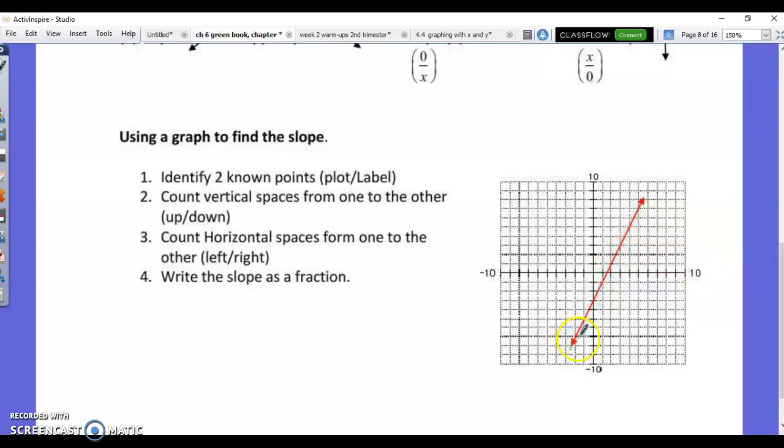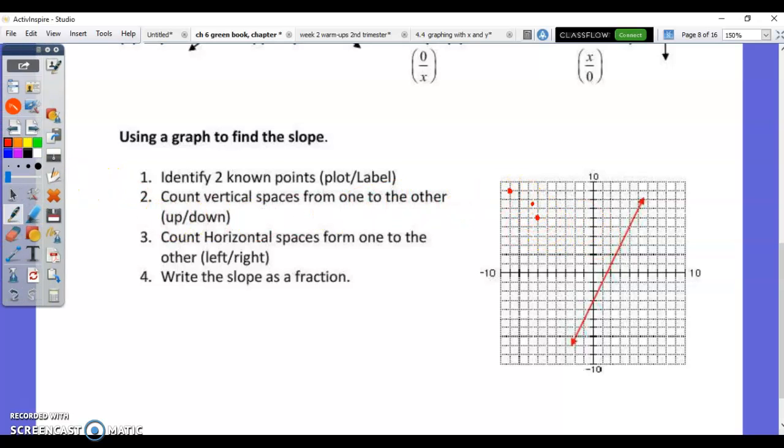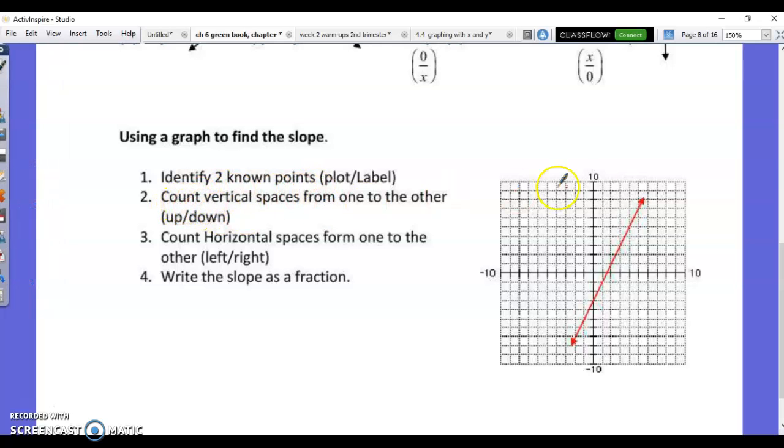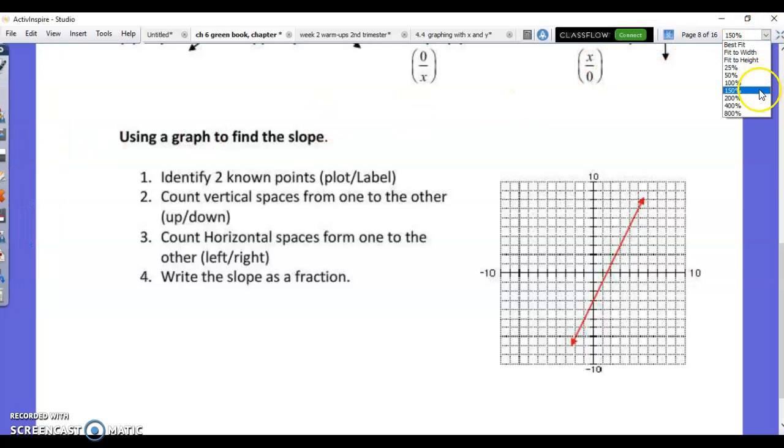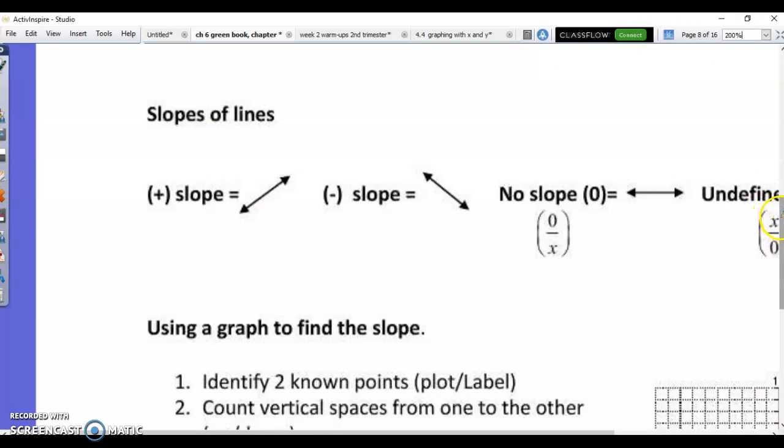Okay, so here's how we are going to get the numerical value of this slope using these steps. The first step is to identify two known points. A known point would be right at an intersection. So here's a known point, here's a known point. It wouldn't be in between because that's not on a whole number with a positive or negative. So any point that falls on an intersection of two whole numbers is what I mean by a known point. So we are going to do that first. I'll change this to blue here. I'm actually going to increase this so that we can see it a little bit better.